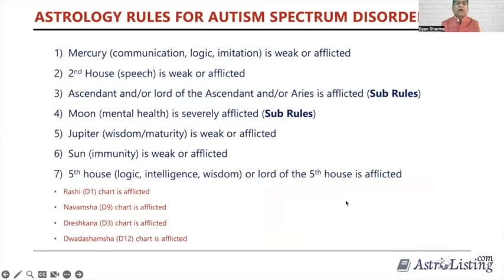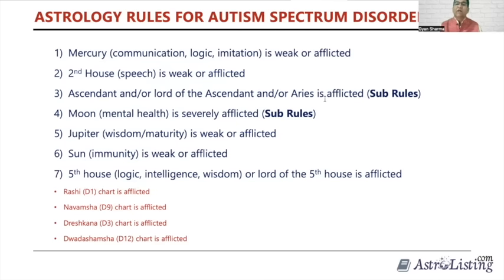Okay, so here are the rules which I was talking about. First rule is about Mercury. For autism, the affliction of Mercury is the most important factor in Vedic astrology for two reasons. First one is communication, and another one is imitation.